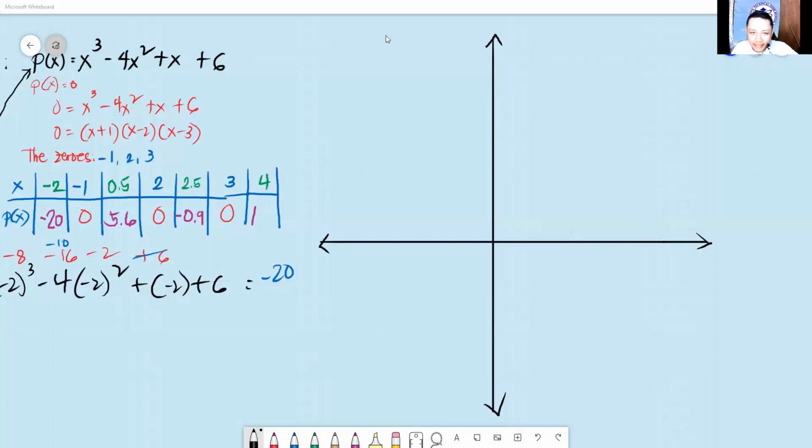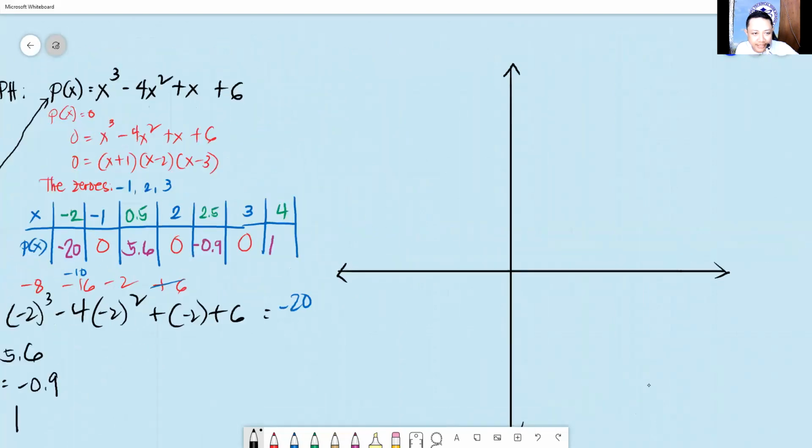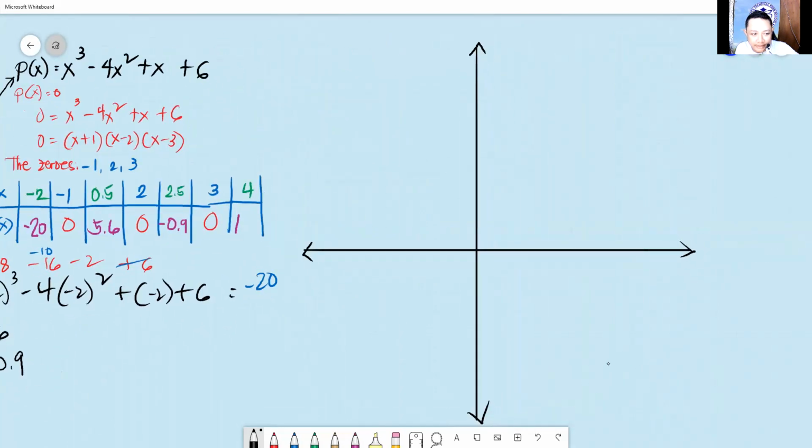Okay, so now that we are finished with our values, which were obtained after substituting all the values using our calculator, this is 5.6. This is -0.9, and this is 1. Again, just use 1 decimal point for your decimals. Now let's go to graphing.